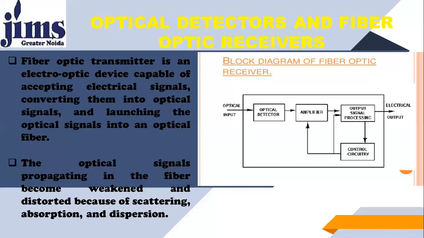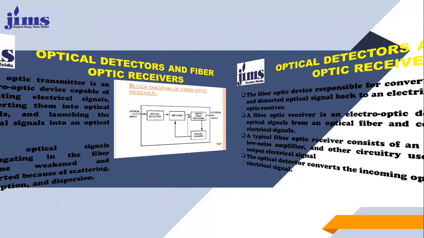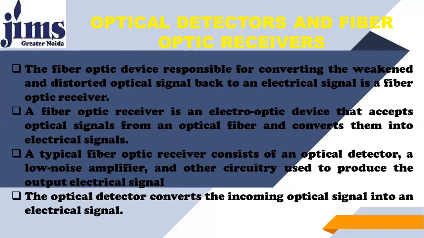Due to that, the signal that reaches the receiver side, the input of the optical receiver or optical detector, is very weak, because losses come into the picture when the signal propagates through the optical fiber. The fiber optic device responsible for converting the weakened and distorted optical signal back to an electrical signal is the fiber optic receiver. It converts this very weak and distorted optical signal back to the electrical signal. This is the main function of the optical detector in the optical receiver.